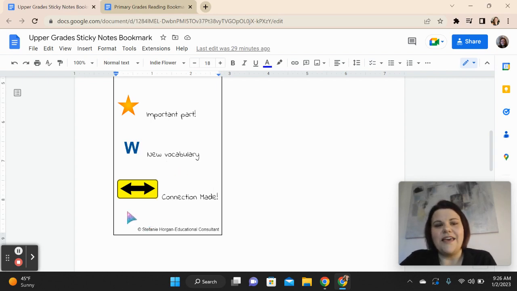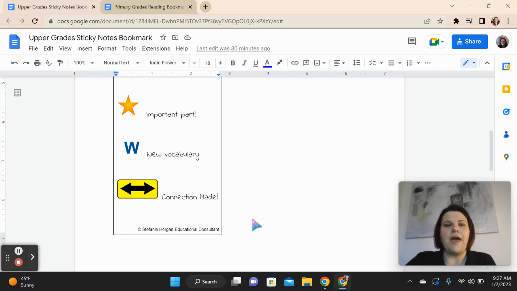And finally, if they made a connection, whether it be a text to another text, they found something in common with a book that they've read in previous years, or even a text to real life. I have a situation where a student of mine who was not a huge fan of reading was able to make a connection because the main character had a dog and he had a dog. And so he was able to connect to that character. Even though the dog didn't necessarily play a large part in the story, it was something that he connected to and he held on to. And so that was a connection that he made.